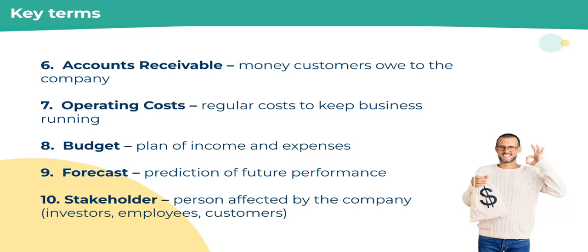Number 10 on our list of vocabulary words is stakeholder. This relates to a person affected by the company. Could be investors, could be employees, it could be customers, could be employers. Of course, there are numerous stakeholders in business. So let's have a think about those 5 words once again. Accounts receivable, operating costs, budget, forecast, stakeholder. All key terms.